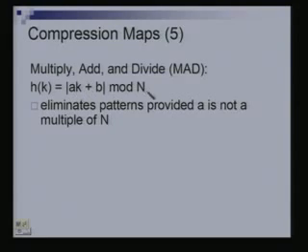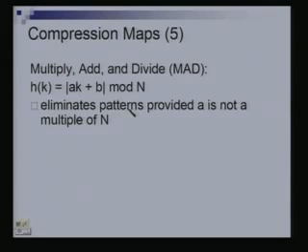Here a should not be a multiple of n. If a were a multiple of n, what kind of problem would you have? A mod n would be 0, so ak mod n would be 0. So for any key, you will always get mapped to the same location b. In fact, a and n should be co-prime if possible.